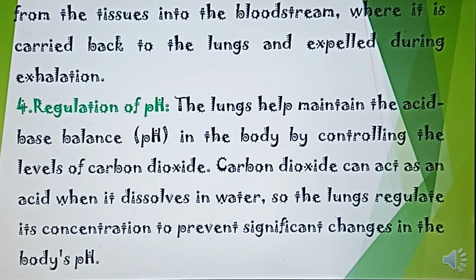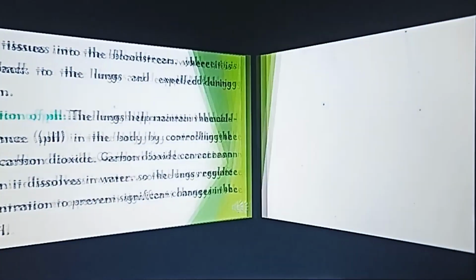Regulation of pH. The lungs help maintain the acid-base balance (pH) in the body by controlling the levels of carbon dioxide. Carbon dioxide can act as an acid when it dissolves in water, so the lungs regulate its concentration to prevent significant changes in the body's pH.